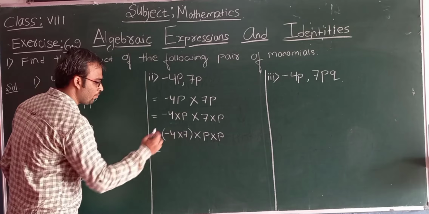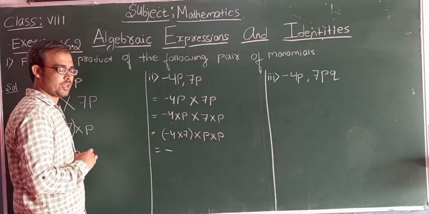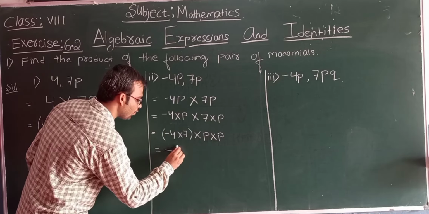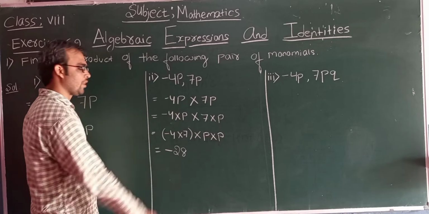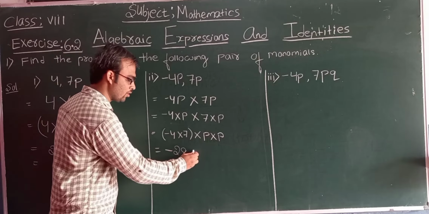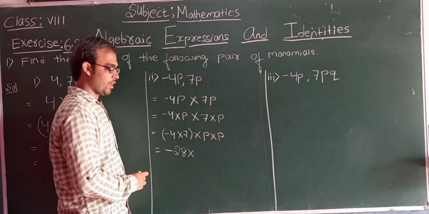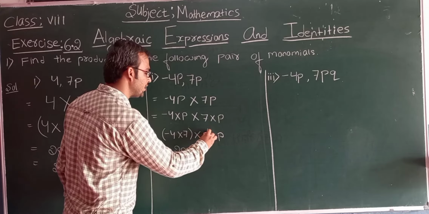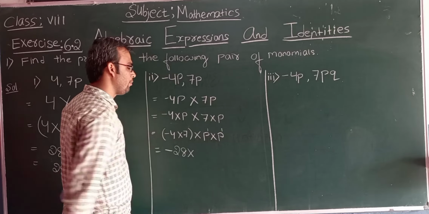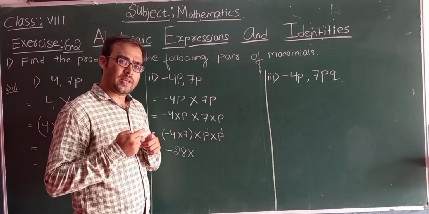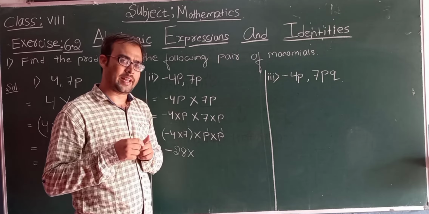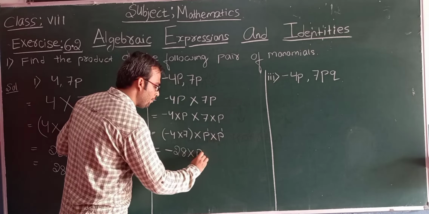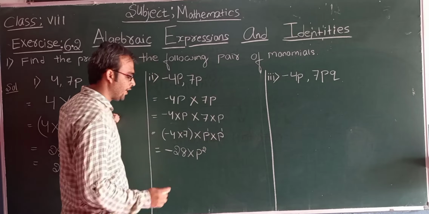So minus into plus will be minus. Now 4 7s are 28. Here into is there, no? So right here into. Now p into p is what? P square. As I told you, nothing is there means 1 will be there. So when we multiply the variables, then their exponential power will be added. So p into p is p to the power 2 or p square.